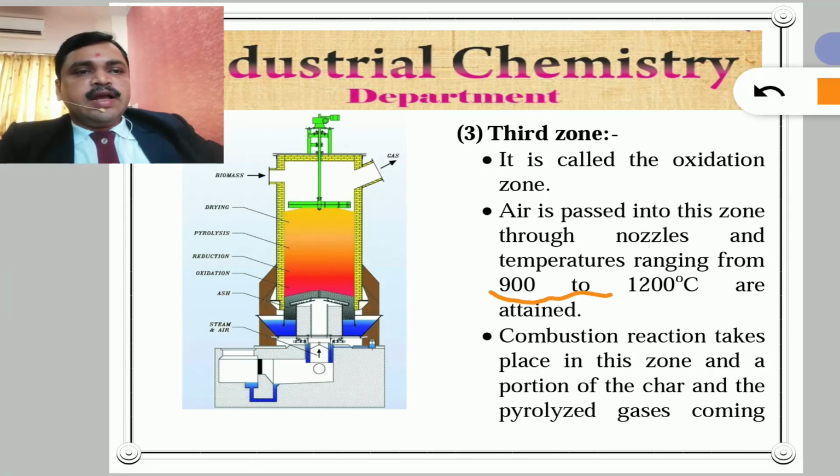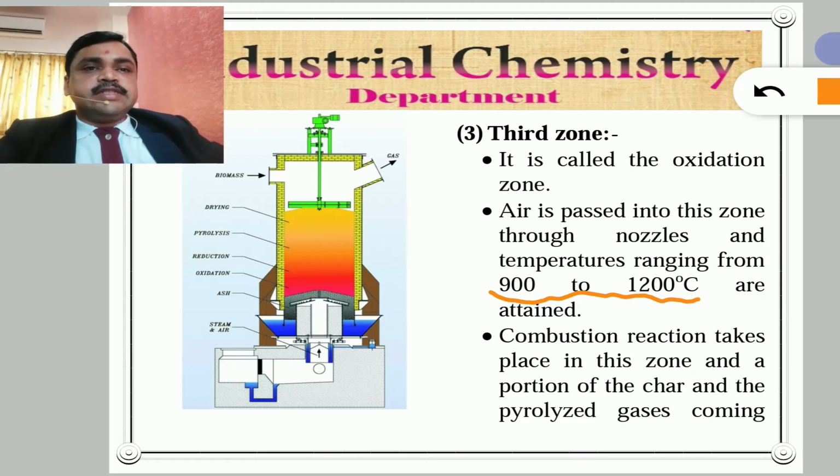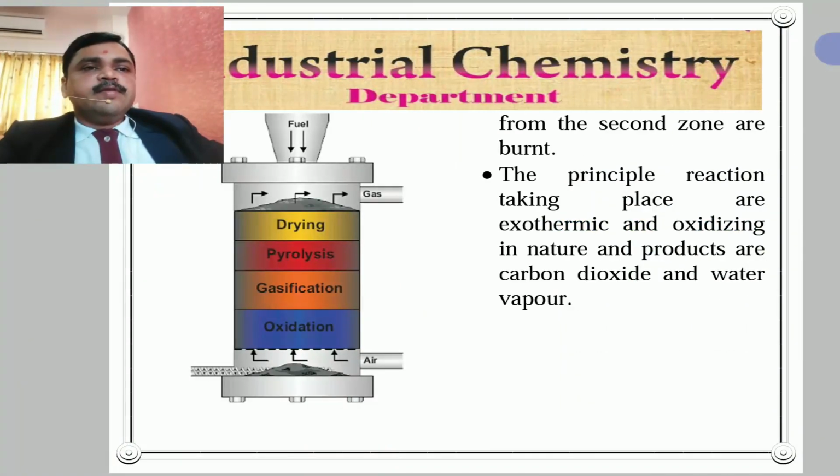This is the highest temperature in the gasifier. It is a very important point: the third zone, or oxidation zone, contains the highest temperature, between 900 and 1200 degrees Celsius. Combustion reaction takes place in this zone, and a portion of the char and the pyrolyzed gases coming from the second zone are burnt.